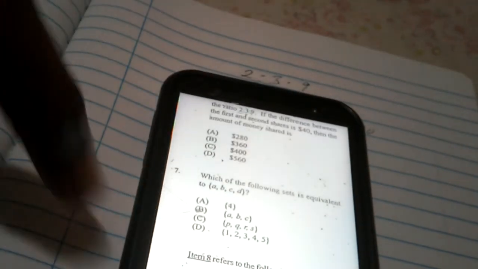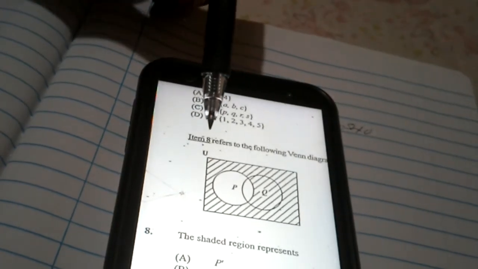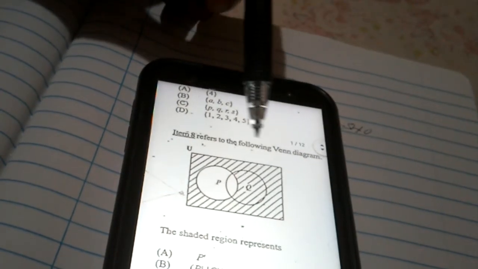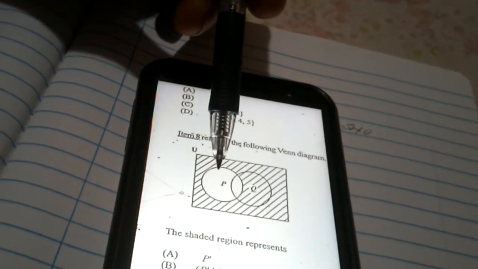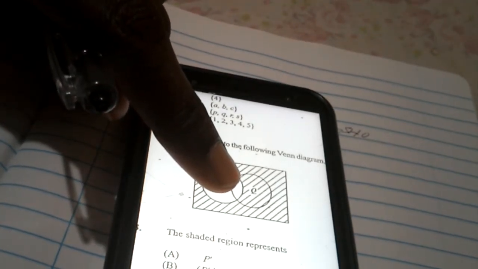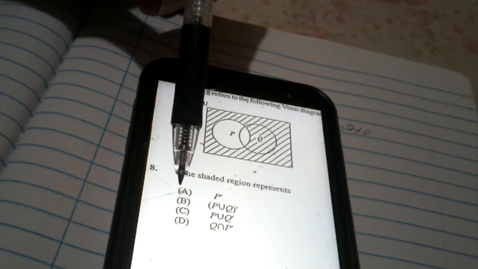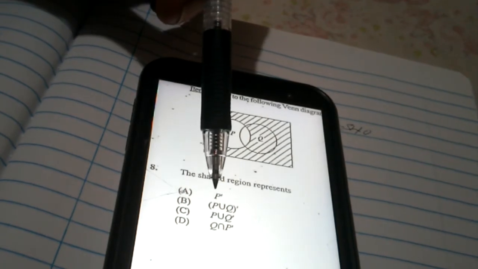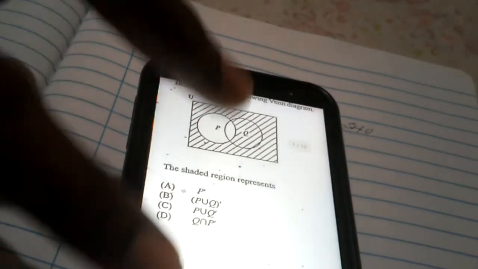Alright, let's check this next question, number 8. Another set question. It says here, item 8 refers to the following Venn diagram. So we have a Venn diagram here with 2 sets, P and Q. And if you check, set P is not shaded. It's like you're putting your finger over P and shading everything outside of P. So this is known as P complement. And in our choices, it says the shaded region represents what? So the answer is A, which is P complement, or the complement of set P. That means everything that is outside of P. Alright, let's go on to number 9 now.